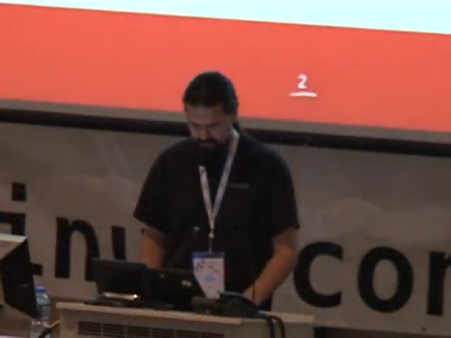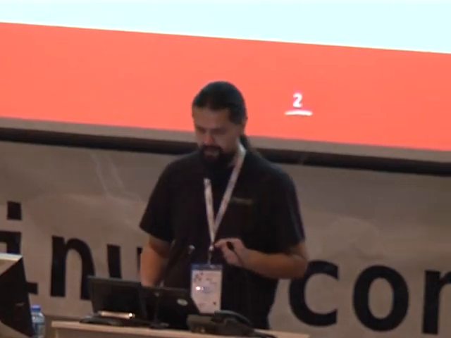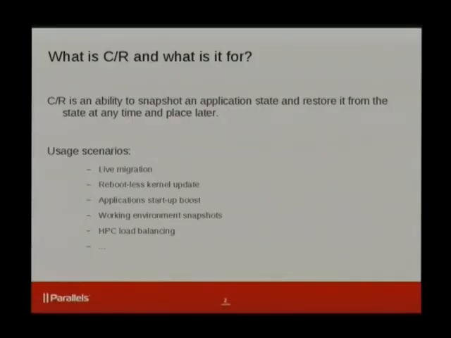So let's start with a short introduction about what Checkpoint Restore is. In this talk, by Checkpoint Restore I mean an ability to take an application running on a Linux machine, take its state, snapshot it, and save it in some form in files on a disk, so that we can later take these image files and restore the original application in the very same state as it was at the moment we did the checkpoint.